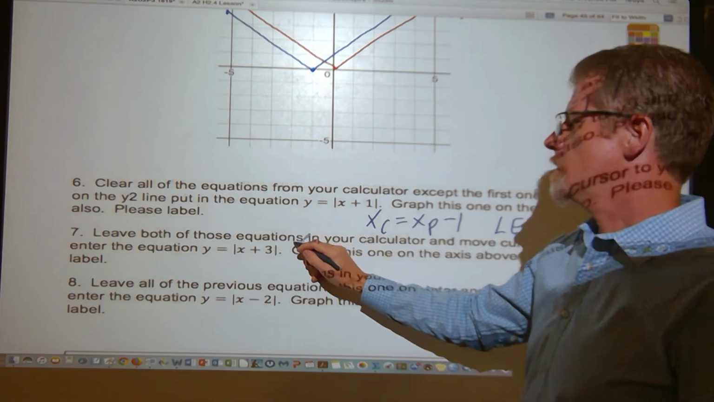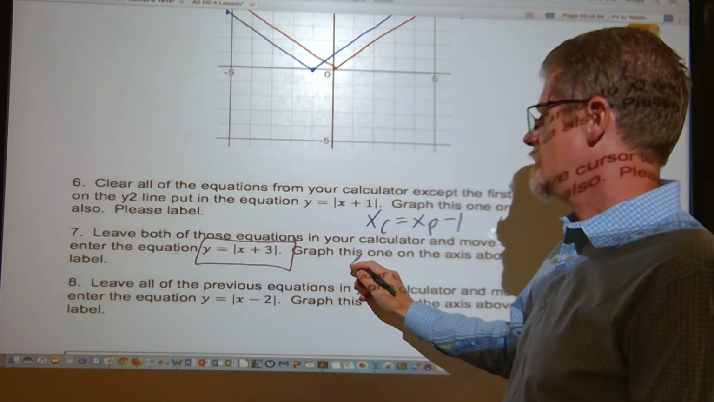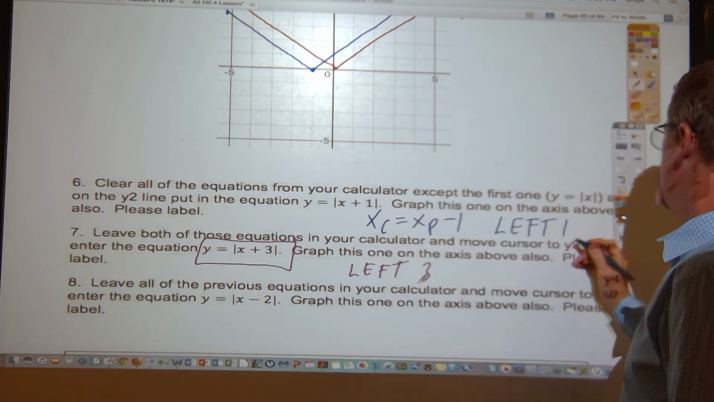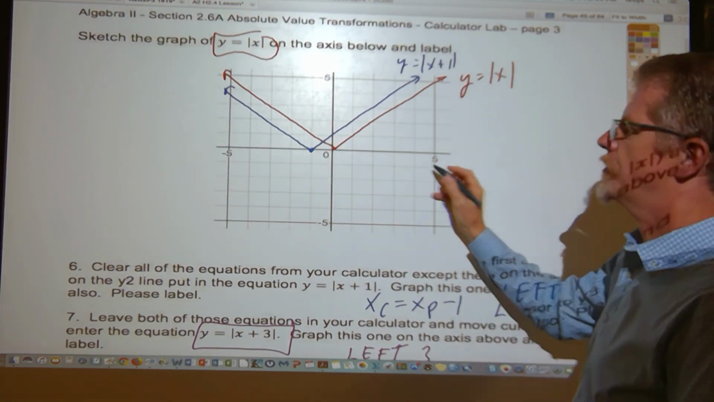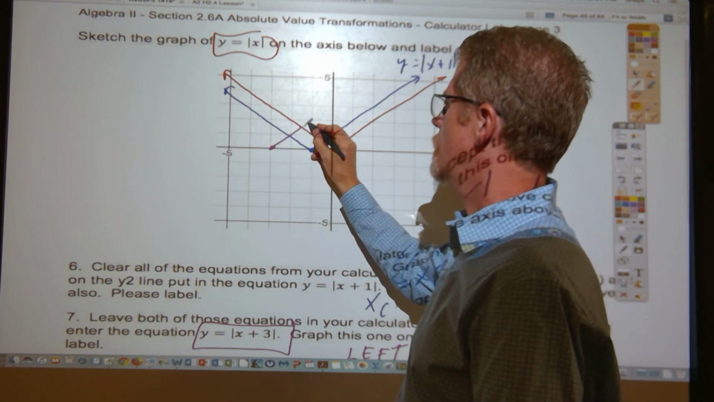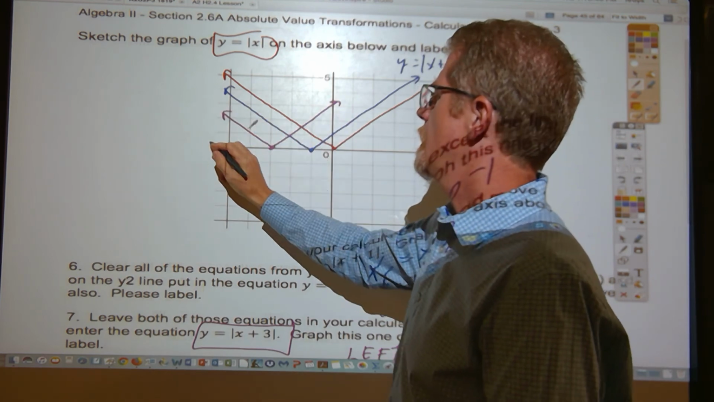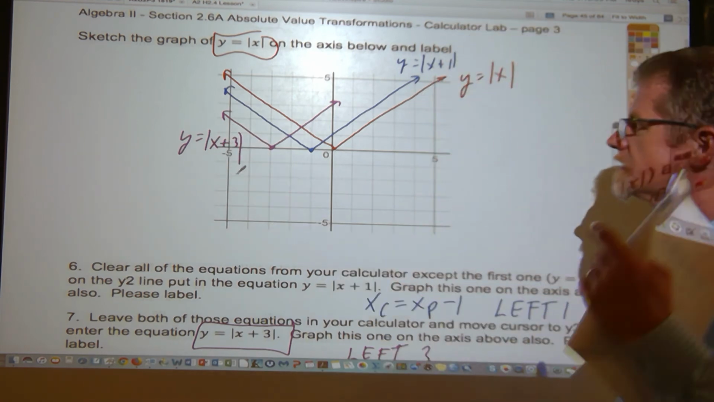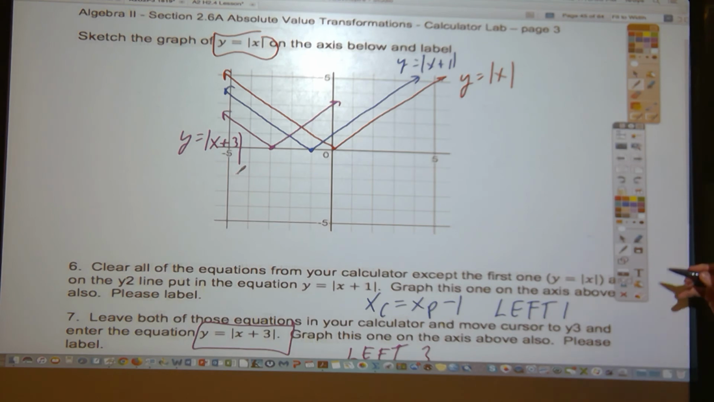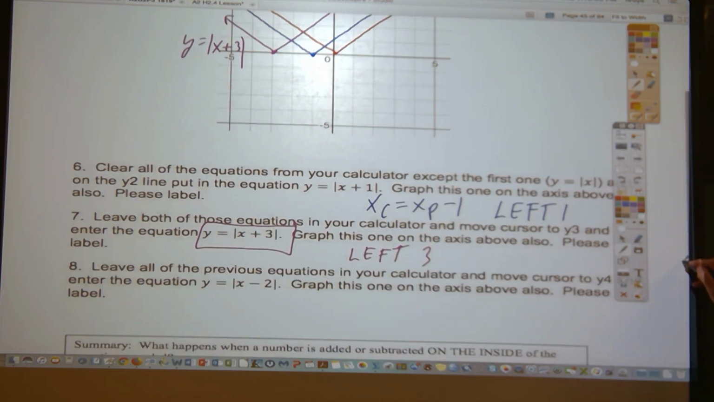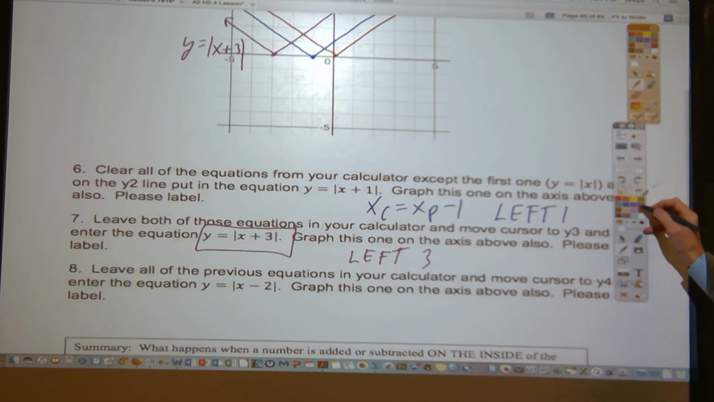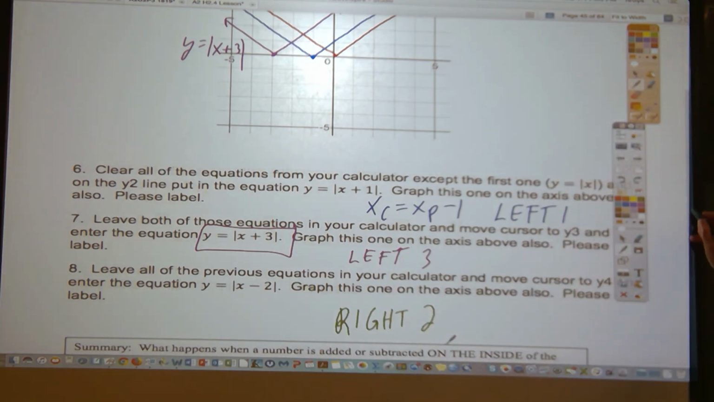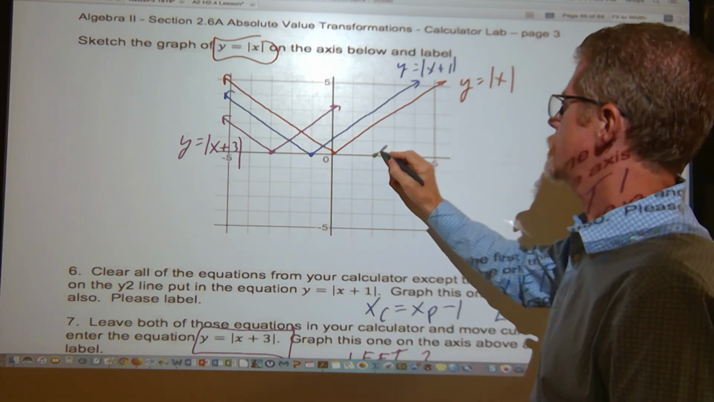So, welcome back. I'm doing 7 in magenta. This is going to be left 3. So when we shift this left 3, magenta goes, here's the parent graph, shifted left 3, labeled y equals, it's actually labeled by color. Y equals the absolute value of x plus 3. And then the last one you should have done was the minus 2, which is going to be a shift of 2 to the right. So it's going to be right 2. So parent graph shifted right 2 in green will look like this.